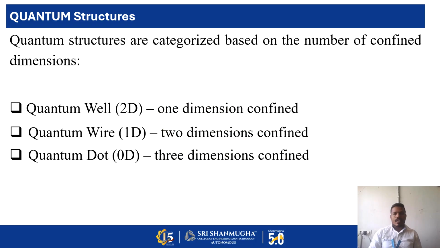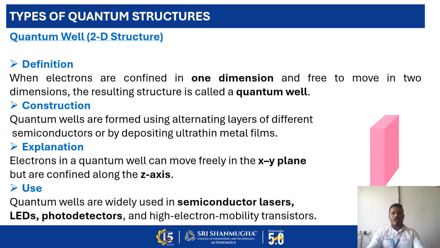The next slide is on quantum structures, which are categorized into three basic dimensional types. One is the quantum well, which is a 2D structure. One is the quantum wire, which is a 1D structure. The quantum dot is a 0D structure. We will elaborate and discuss each of these structures.